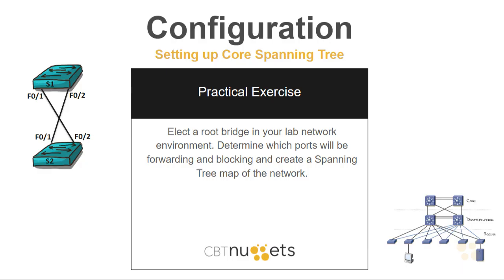Now, I told you that you will be able to understand and configure Spanning Tree Protocol like a ninja. In order to achieve that ninja-like status, you may have to, number 1, go back and watch this again. I went through all the concepts and then I applied those concepts in our very real environment. The second step of becoming ninja-like is to do this yourself. In your lab environment, I want you to elect a root bridge and then determine which ports are forwarding and blocking and create a spanning tree map of the network.